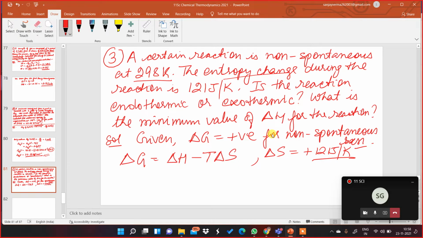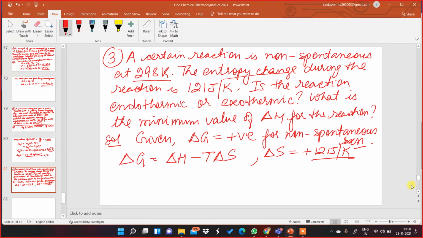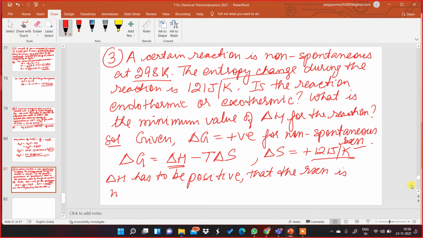Okay, now here please note that delta H has to be positive. This delta H has to be positive. So we write it down. Delta H has to be positive, so that the reaction is non-spontaneous. Non-spontaneous. Okay. So to make delta G positive, delta H also has to be positive.